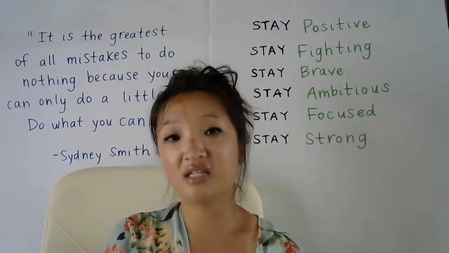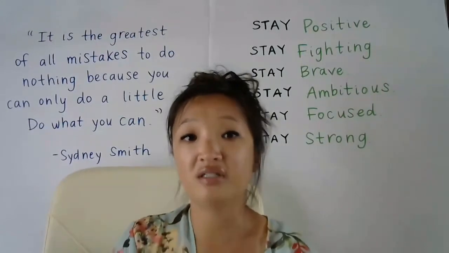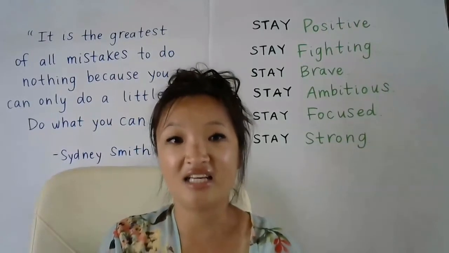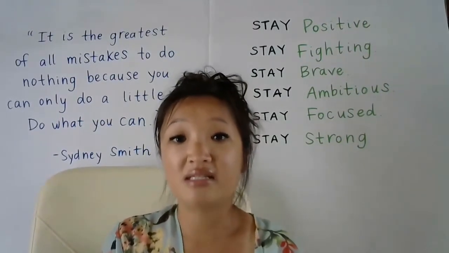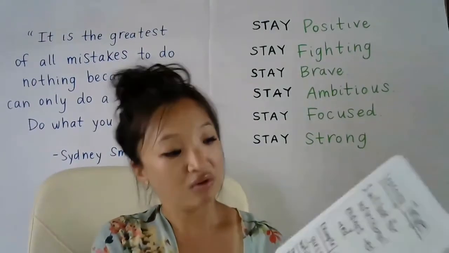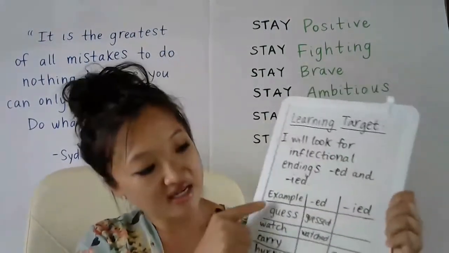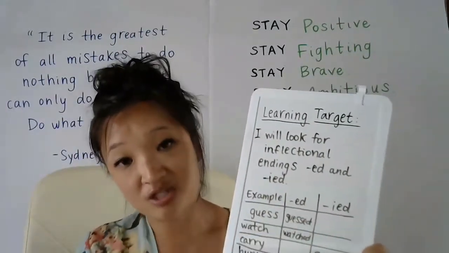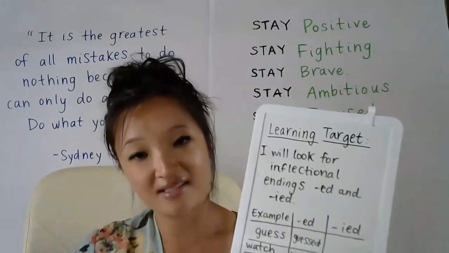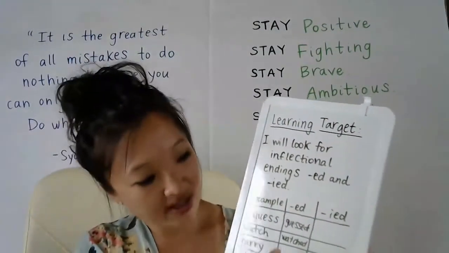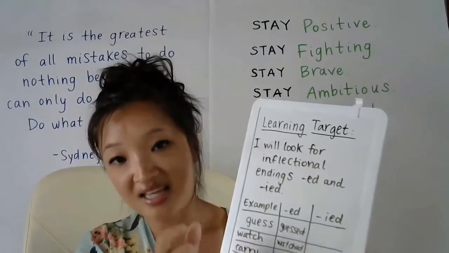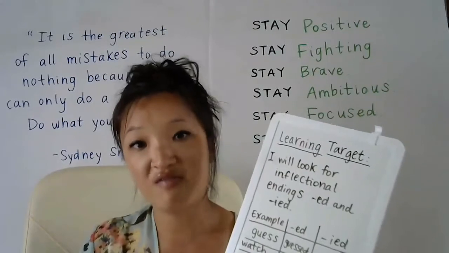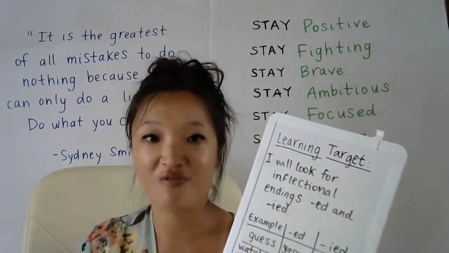An inflectional ending is a group of letters added to the end of a word to change its meaning. The one we're focused on today is ED and IED. When added to certain words, it means that it happened in the past. Let's use these examples. If you have the word guess, we add ED, then it changes to guessed, which happened in the past. And if you have the word watch, we add the ED at the end, and that means it happened in the past. For example, I watched my favorite movie last night with my family, and it was super fun.